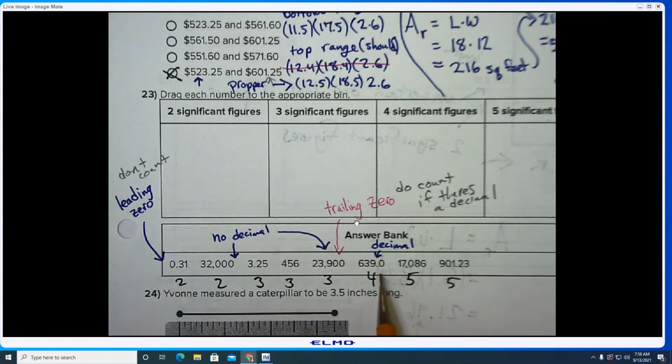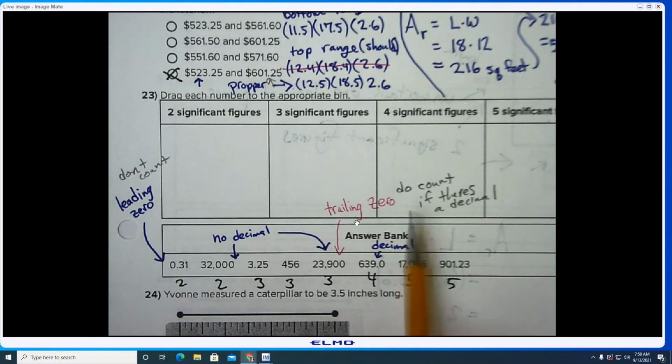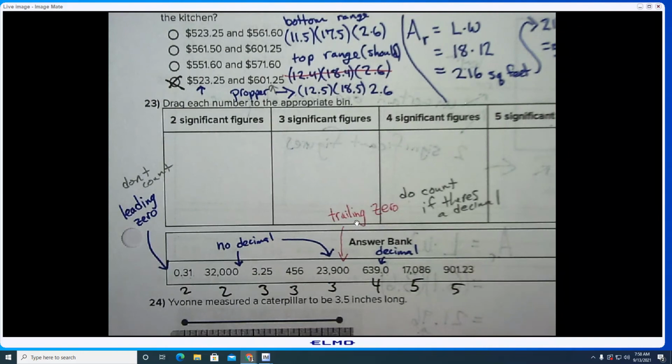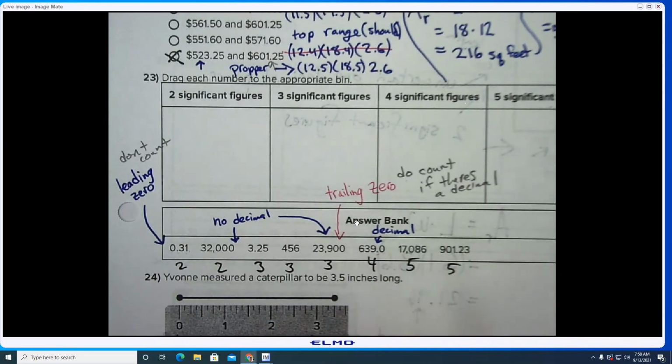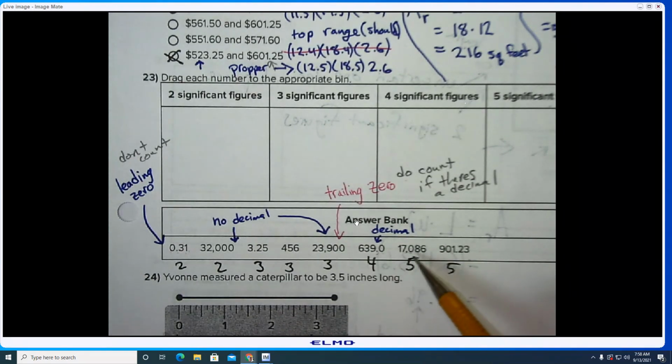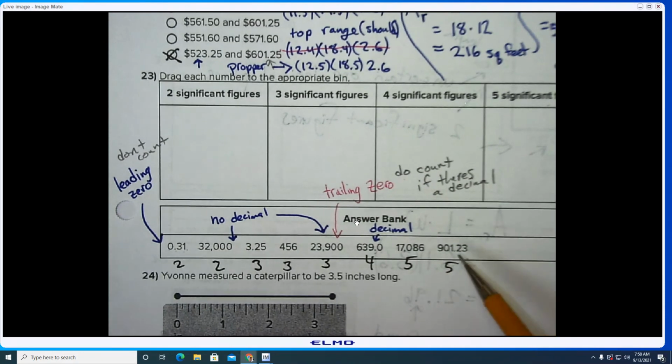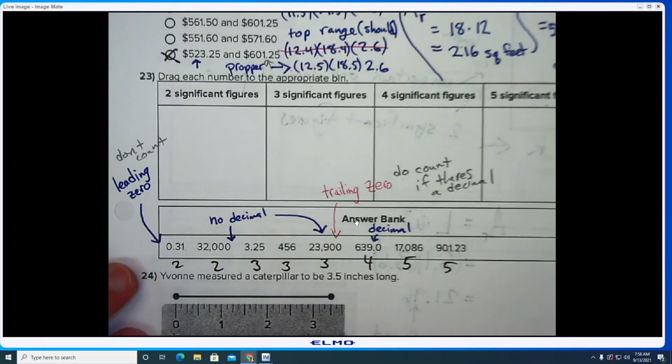Here's a decimal here, so here's a good example. A trailing zero, a zero at the end, does count if we have a decimal. There's our decimal, so we count that 0. Even though it's at the end, mathematically we would drop it, but significant digits means it's important. The next one, we have a 0 in the middle. We'd definitely count zeros in the middle. Let's count. And then this one here, we basically like a 0 in the middle, 5 digits.